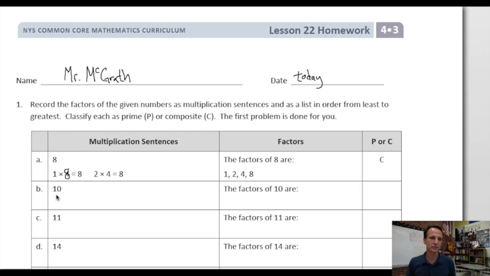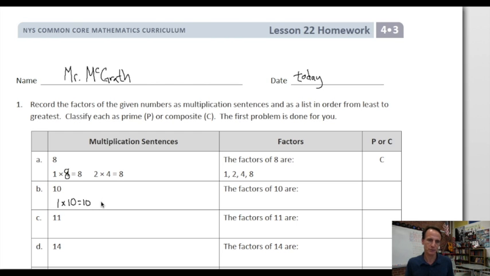Okay, so when we look at the next one that we are to do, with the number 10, always start off, just good practice, with 1 times the number itself, because that's a given. Any and every number in all of numberdom has 1 and itself as factors. Okay, so 1 times 10 is 10. And now, what other factors can we multiply and get a product of 10?